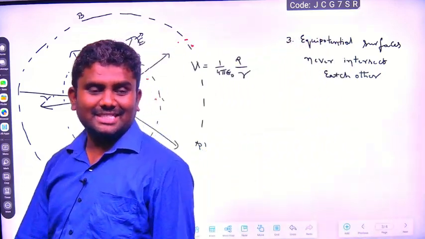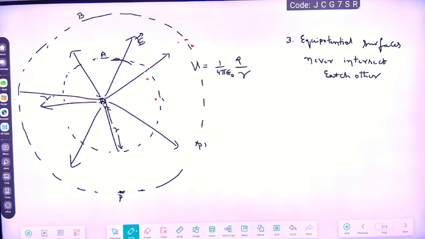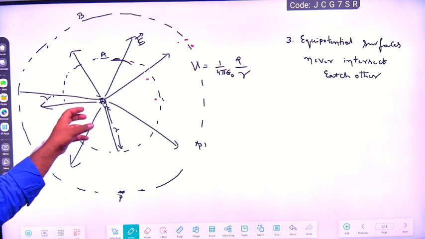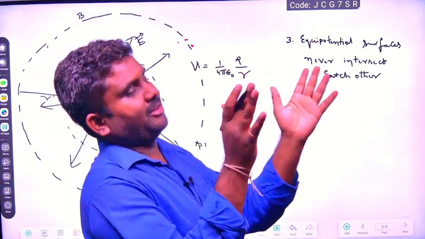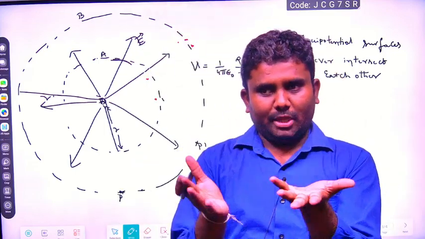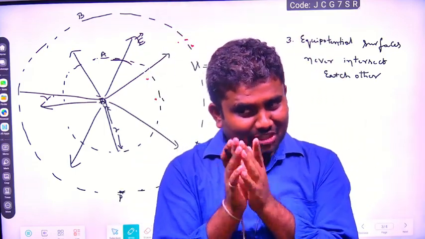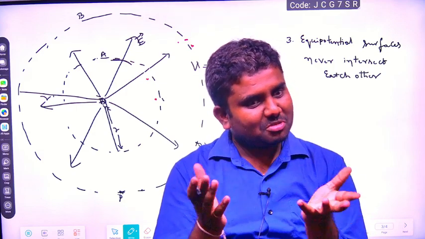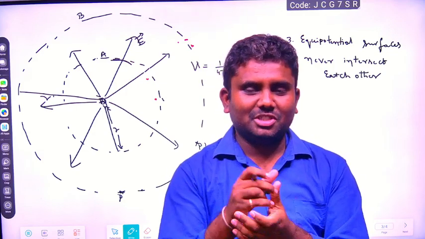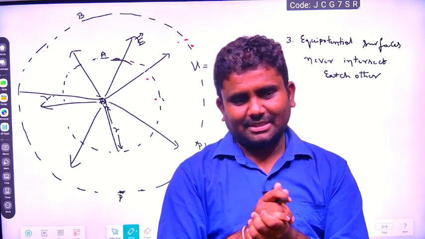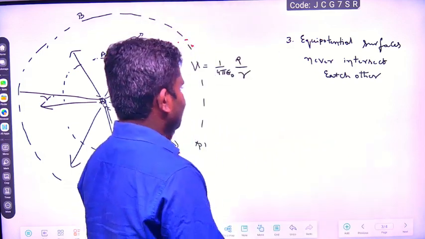Equipotential surfaces never intersect. This is one property of it. For example, you take one spherical surface, a spherical body. The surface of the spherical body has the same potential, right? That is an equipotential surface, whenever a charge is there at the center. Understood?